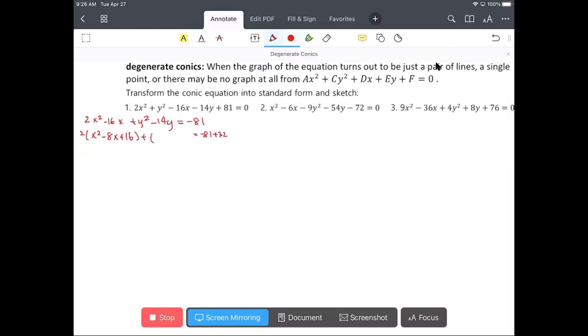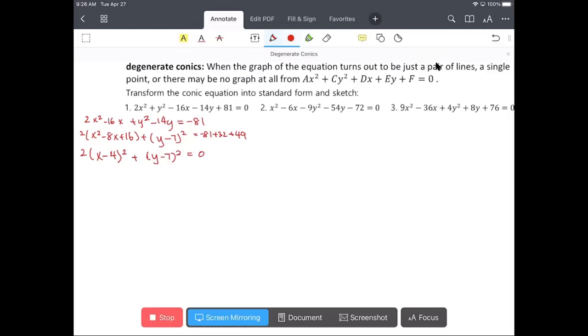Plus (y - 7) squared, because half of -14 is -7. But when I square it, we have plus 49. So we must add 49 on the other side as well. So now I can complete the square for my x. Half of b value is -4, so it'll be (x - 4) squared plus (y - 7) squared equals 0.